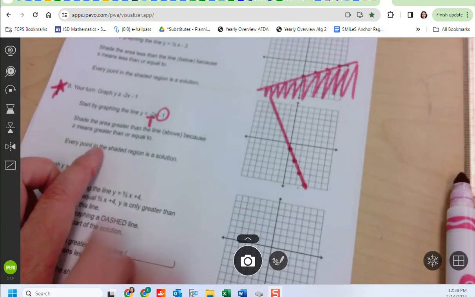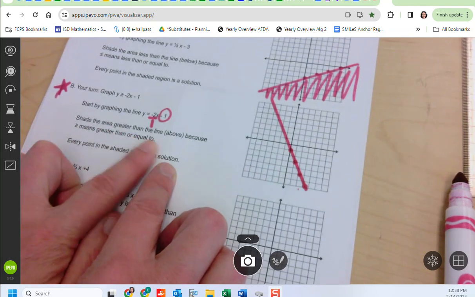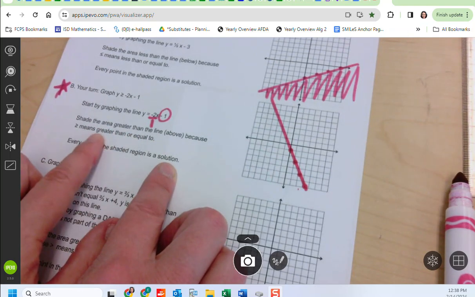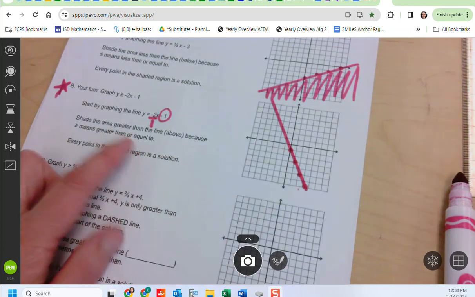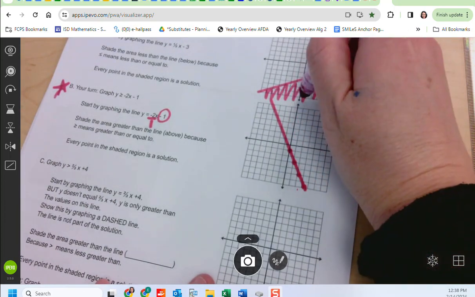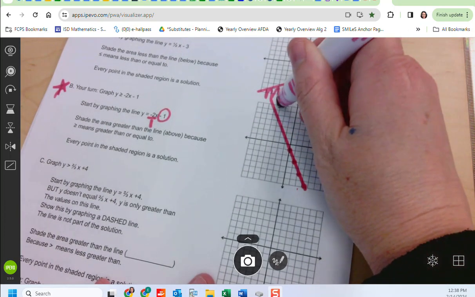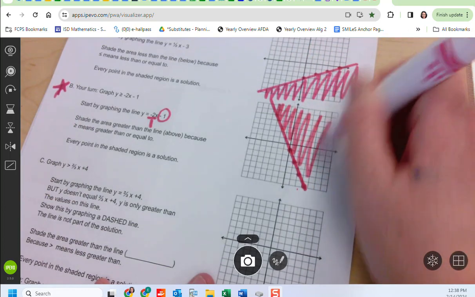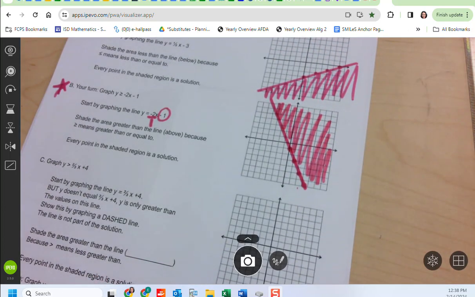All right, this time it says shade the area greater than the line because this means greater than or equal to. Sometimes when the line is diagonal, it's hard to know what part is above the line. So you just put your marker or your pencil on the line and go up. That's the part, okay? So greater than is going to be above, like that. Before we start doing C, we're going to read the whole thing because in C, there's something that's a little different.